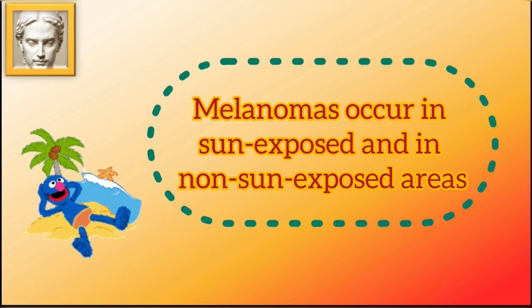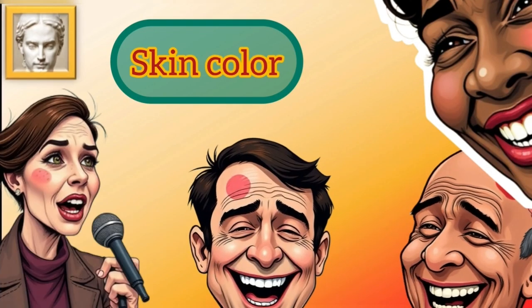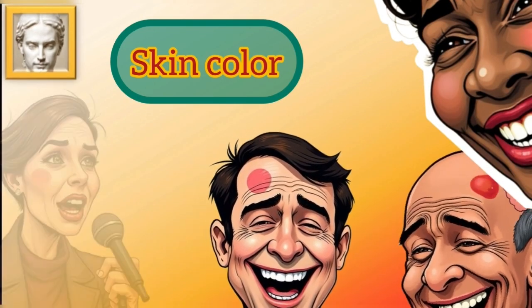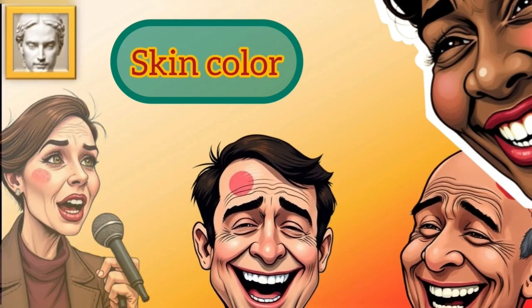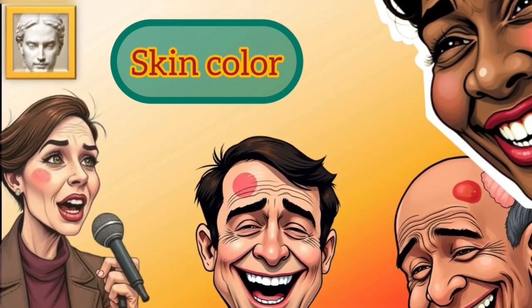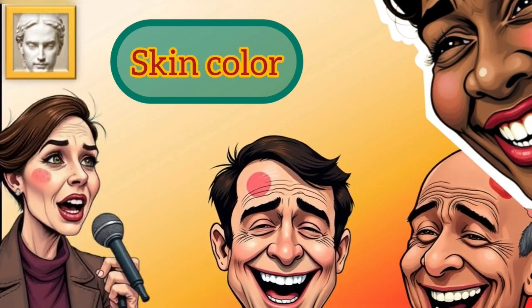There is a notable point that melanoma occurs in sun-exposed and in non-sun-exposed areas. There is a significant risk factor for melanoma, skin of color. Also, there is a far lower incidence of melanoma among black patients, but the 5-year relative survival is lower than for white patients.